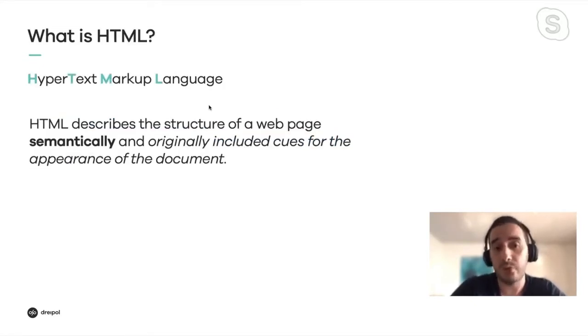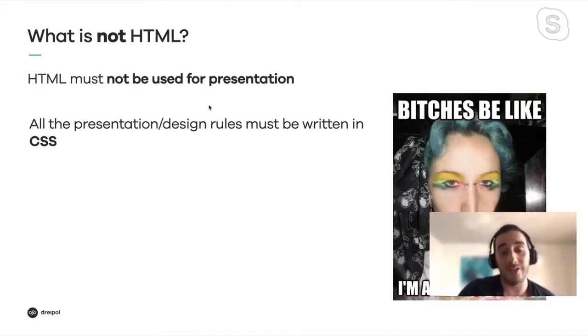So back to the tech stuff. HTML was thought to describe how our web pages should semantically behave. What's the meaning behind those web pages? Originally, it also had cues about the appearance of the document. But today it's 2020, so you shouldn't use HTML to style your content, but you should use, of course, CSS.